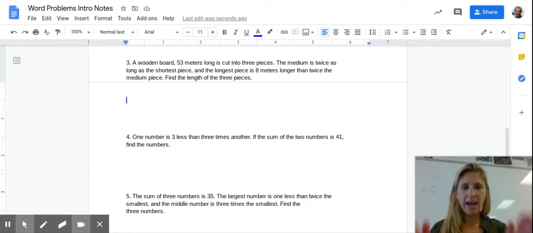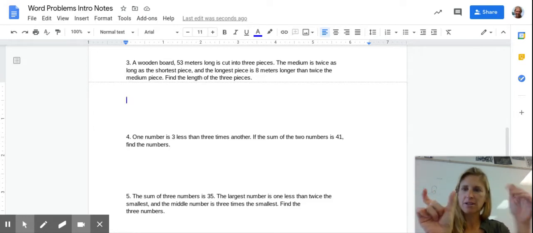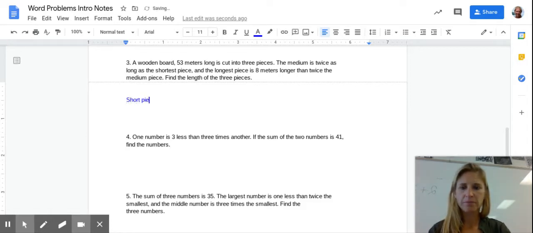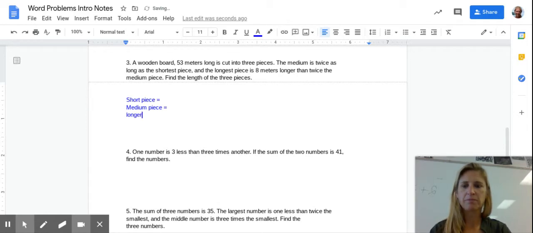What this is saying is I have a 53 meter long board, so I only have to think about it like it's 53 meters long, cut into 3 pieces. Boom, boom, boom. This is not an area or perimeter problem. It's just a length cut into 3 pieces. So I'm going to have a short piece, a medium piece, and the longest piece. Okay, so those are the 3 things I'm looking at, the shortest, the medium, and the longest.